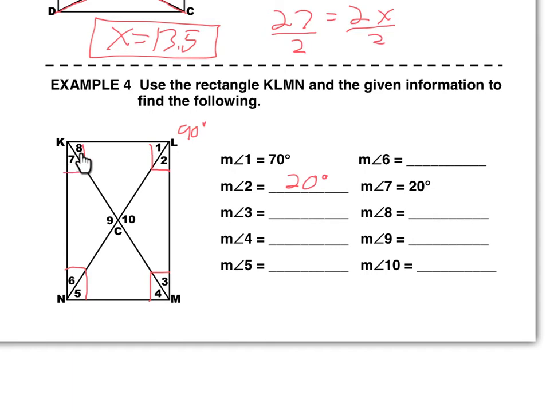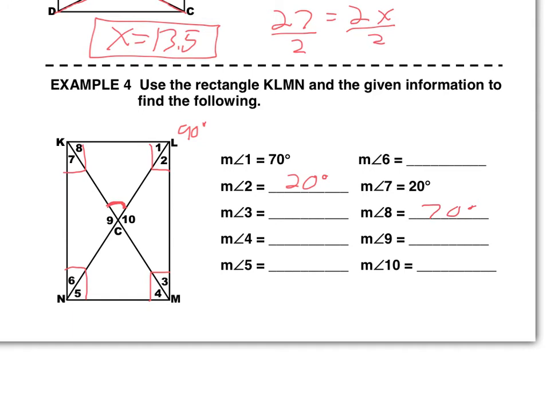What does that make 8? Well, 7 and 8 together have to make 90 degrees. So if 7 is 20, 8 has to be 70. Now, what good does that do us? Well, if we know angle 1 and angle 8, then can't we figure out this angle right here?